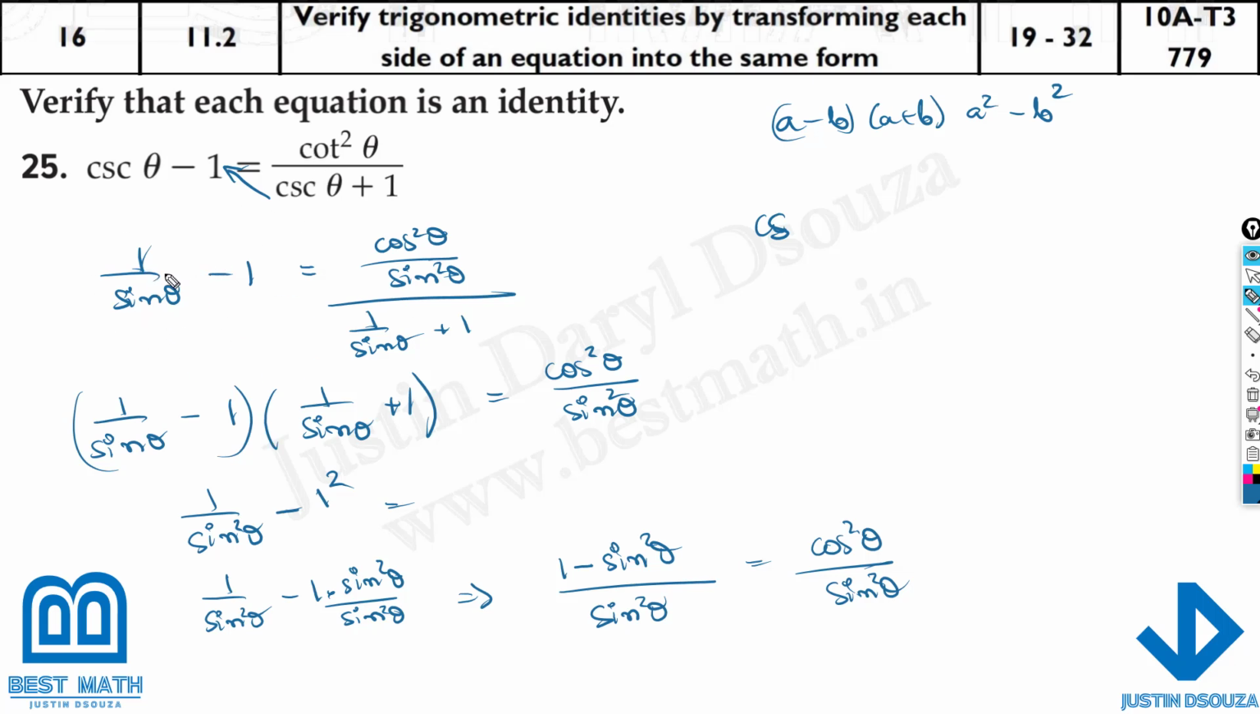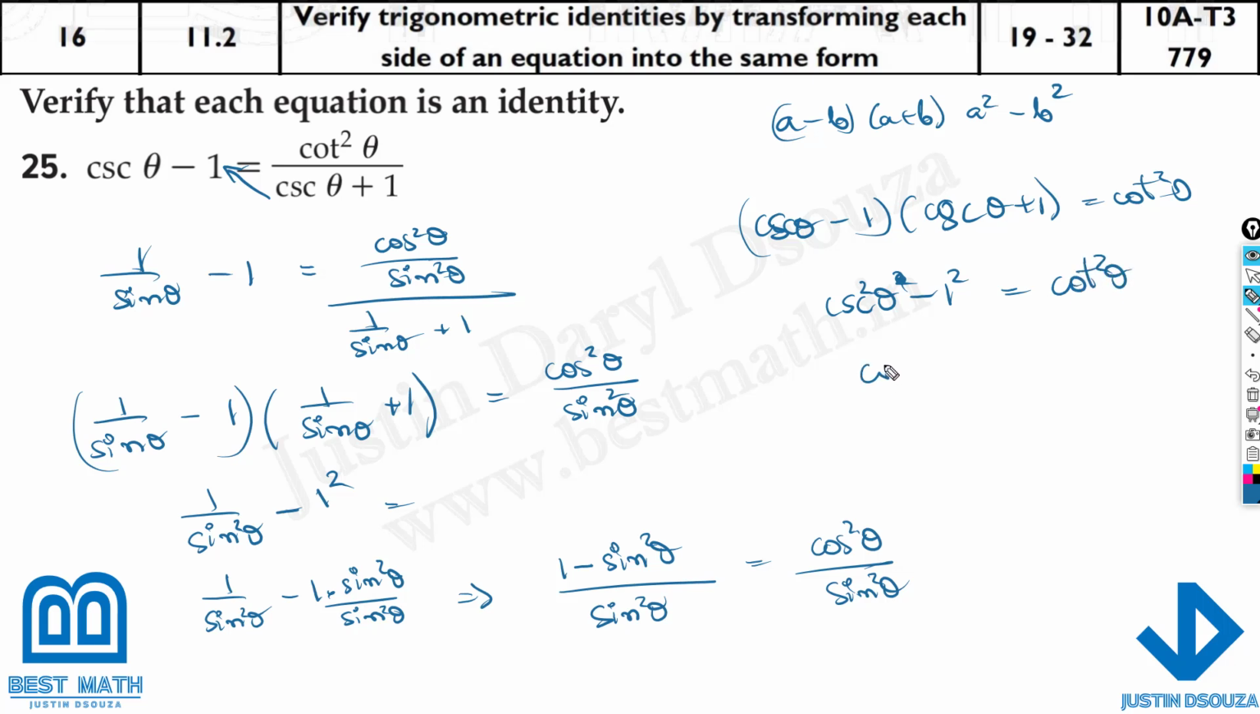But as a thumb rule, I always change it. So I did in this method. But over here, what's going to happen is cosecant theta minus 1 multiplied by cosecant theta plus 1. That is equal to cot squared theta. Now here it's going to be cosecant squared theta minus 1 squared. That is equal to cot squared.